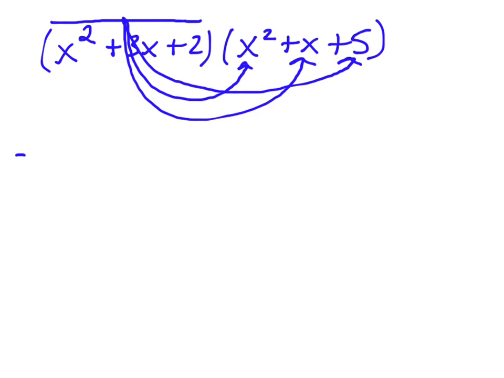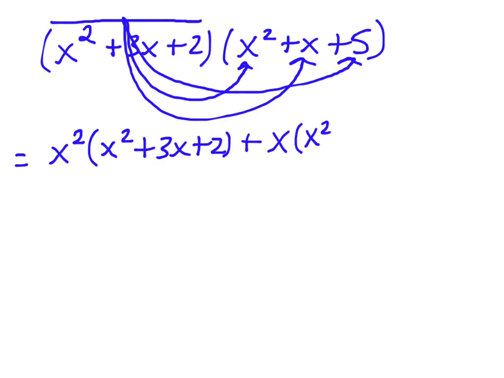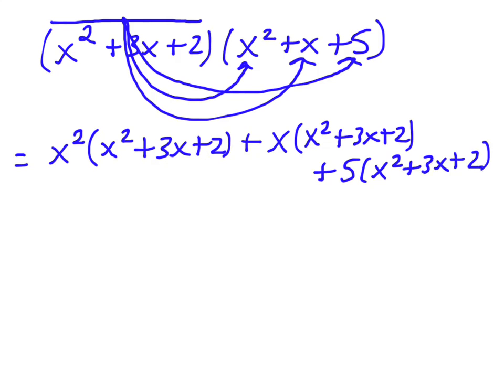So what it ends up looking like is I'm going to have x squared times my first trinomial, x squared plus 3x plus 2. Then I'm going to have x times my first trinomial, x squared plus 3x plus 2. And then I'm going to have 5 times my first trinomial, x squared plus 3x plus 2. So really all I'm doing in essence is taking my second trinomial and writing my first trinomial in front of it 3 times, once for each term. It comes from the fact that I'm distributing the first bracket into the second.